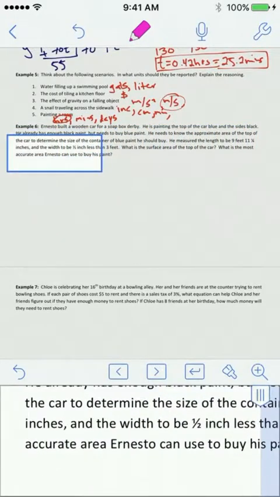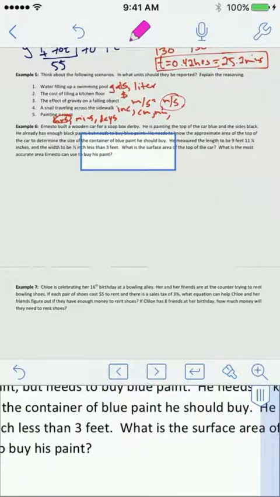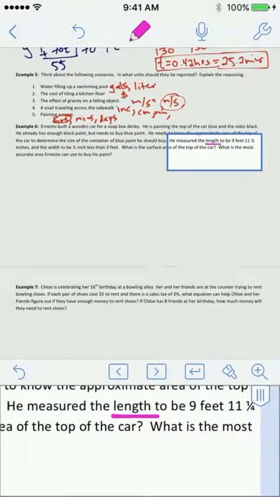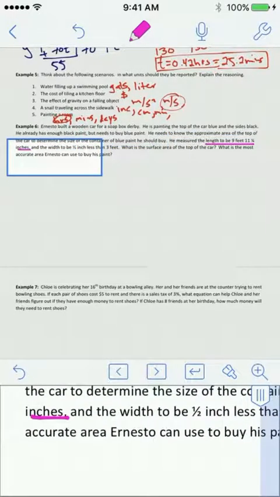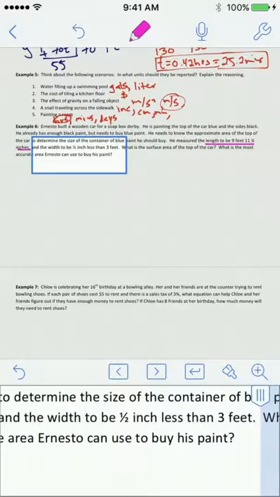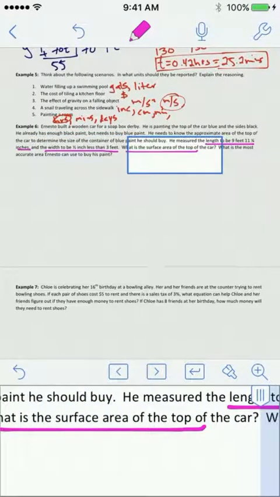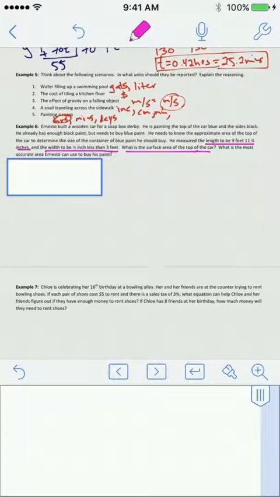He needs to know the approximate area of the top of the car to determine the size of the container of blue paint he should buy. Again, a 4th one. That's just leading. It's just telling me what I need to do, what we're shooting for. He measures the length to be 9 feet and 11 1/4 inches. There's finally a piece of information that sounds useful. The length is 9 feet and 11 1/4 inches. The width to be 1/2 inch less than 3 feet. Alright, what is the surface area of the top of the car? What is the most accurate area Ernesto can use to buy his paint? We'll come back to that.